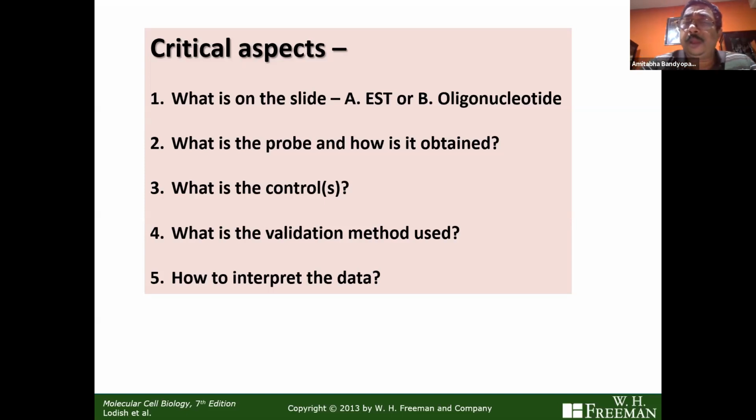About the array, what is there on the slide is a critical determinant. But nowadays, when you will be doing these kinds of experiments, you will perhaps not worry about EST arrays at all. You will all be using oligonucleotide arrays. Then the other critical determinant is what is the probe? How is it obtained? And this is where your genius comes up.